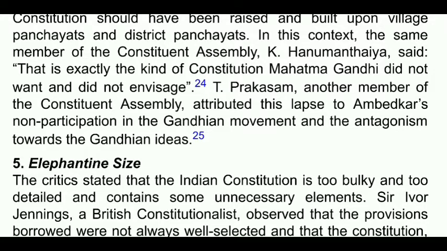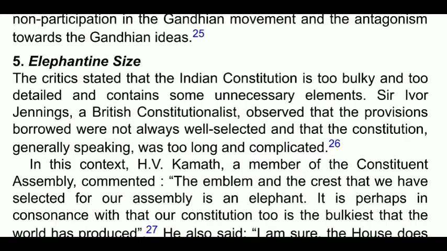Fifth, elephantine size. The critics stated that the Indian constitution is too bulky and too detailed and contains some unnecessary elements. Sir Ivor Jennings, a British constitutionalist, observed that the provisions borrowed were not always well selected and that the constitution, generally speaking, was too long and complicated.